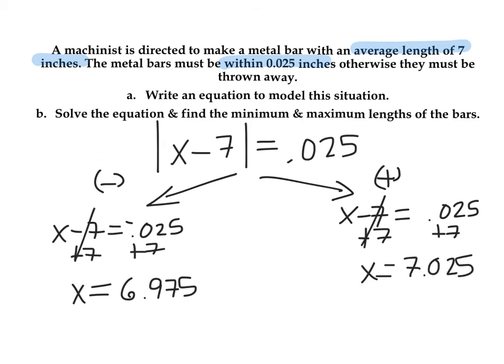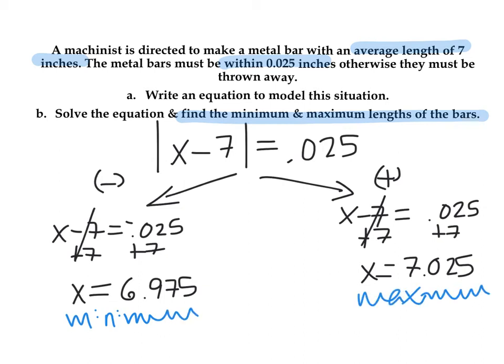7.025. So from the words, all we really want to pay attention to is find the minimum and maximum lengths of the bars, meaning that the values must exist between these two numbers. This being the minimum and this being the maximum. If they get a bar within this range, anywhere between these two numbers, the machinist is happy with the metal bar production. Try the next one on your own.